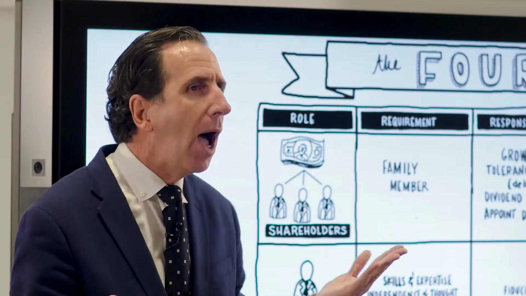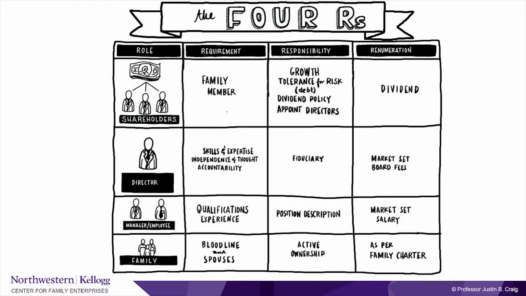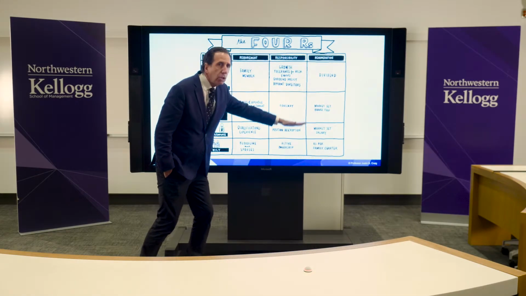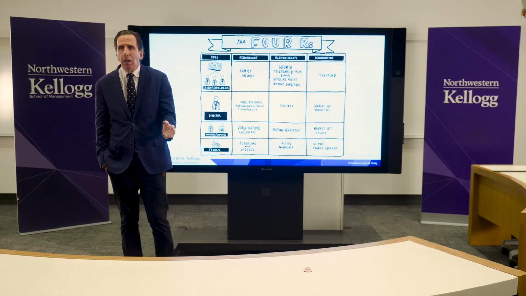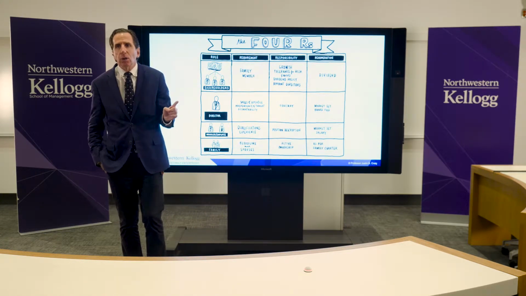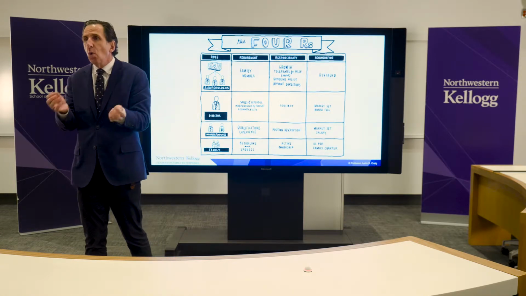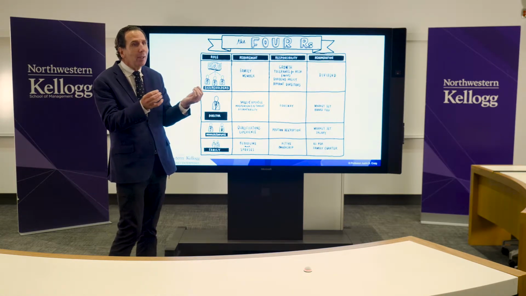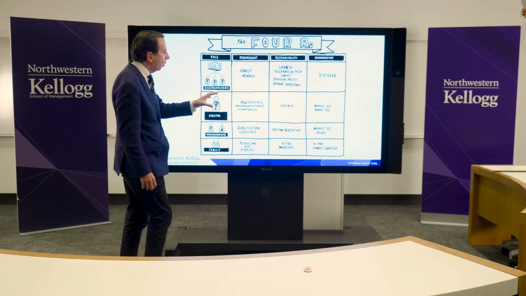So what does it mean for us? It means that, well, how do we define the role of an owner, the role of a director, the role of an executive or an employee, and the role of a family member? I don't want you to go and take what I have here. I want you to look at those cells as blank and complete those cells given your nuanced, situation-specific situation.